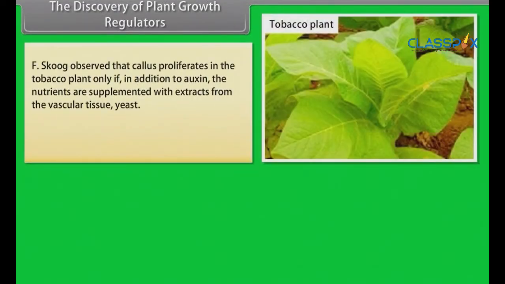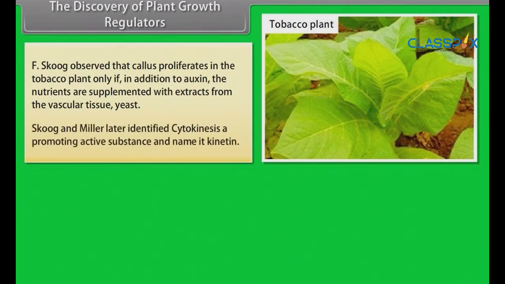The discovery of plant growth regulators. F. Skoog observed that callus proliferates in the tobacco plant only if, in addition to auxin, the nutrients are supplemented with extracts from the vascular tissue or yeast. Skoog and Miller later identified a cytokinesis promoting active substance and named it kinetin.